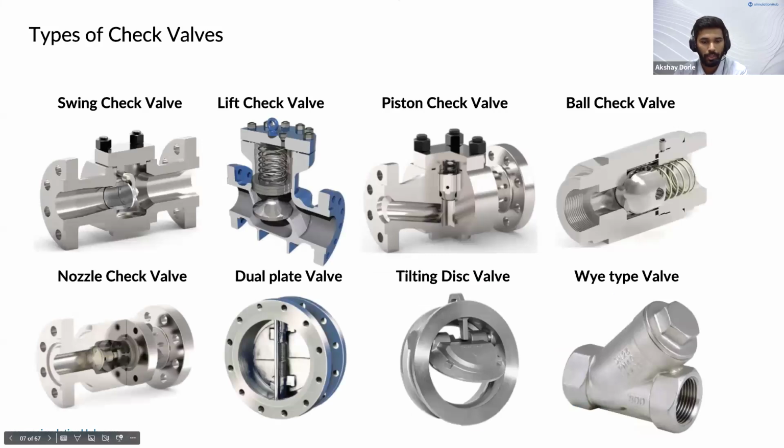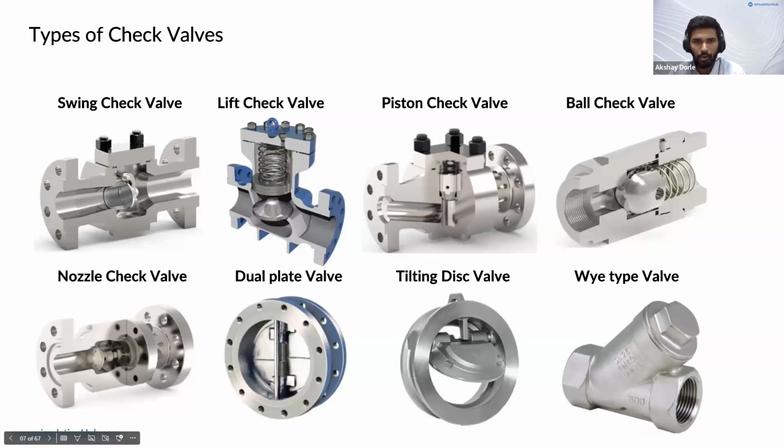So these are the types of check valves. A very well-known example of check valves is the swing check valve. It's just a disc hinged at the top, and as the flow takes place, the flap or the disc opens and it lets the flow in a single direction. So all check valves are by design unidirectional flow components.